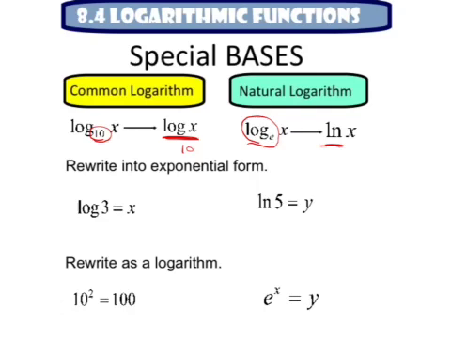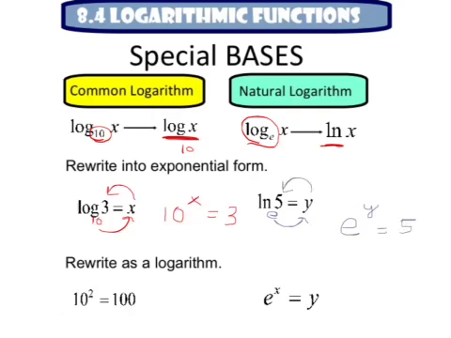So for example, if I need to rewrite some of my special bases into exponential form, log base 3, if there's no base, I'm going to pretend there's a 10 there. There's that hidden invisible 10. And I would write this as 10 to the x equals 3. Likewise, over here, natural log, there's a little hidden base of e, and so I would write this as e to the y equals 5.